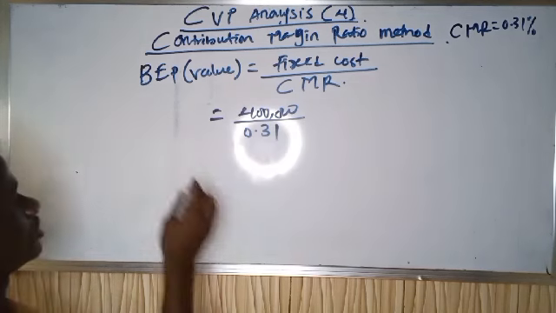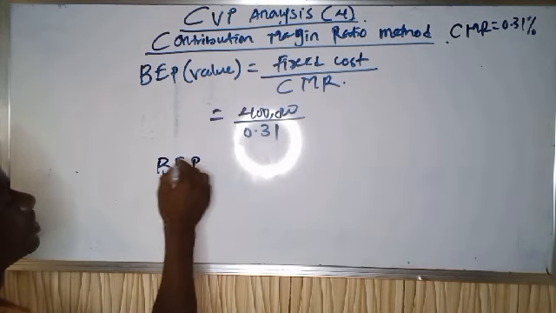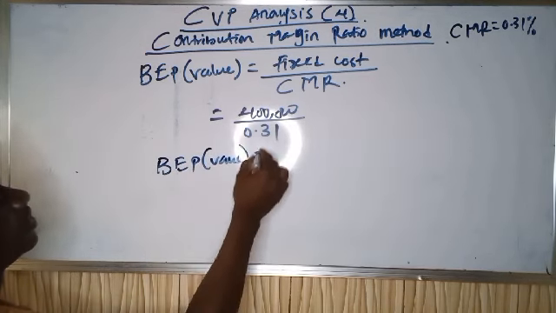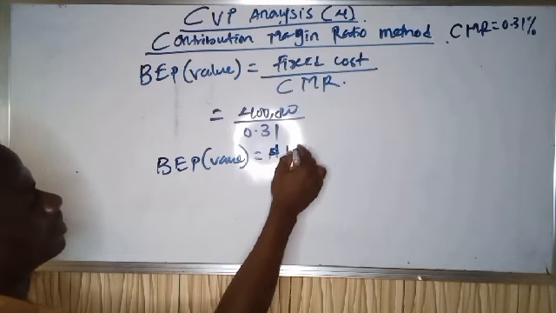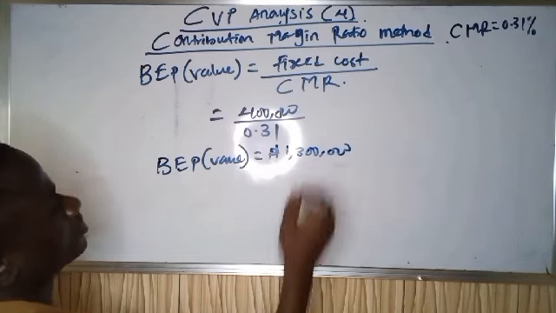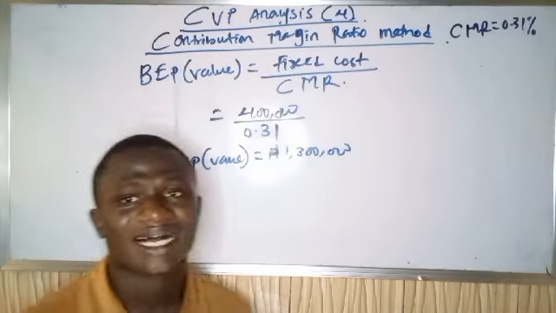I got 1,300,000. So the break-even point in value is 1,300,000 naira. So as simple as that.